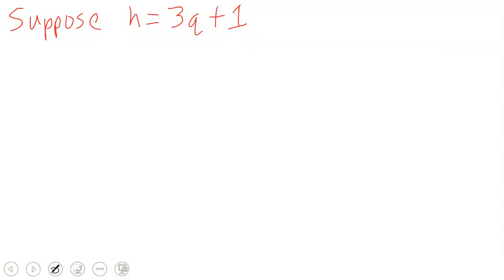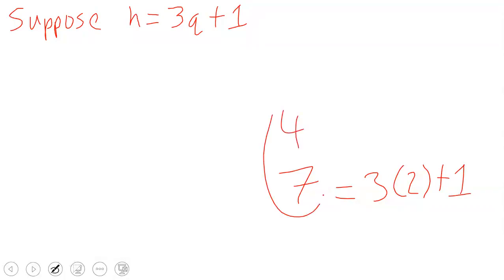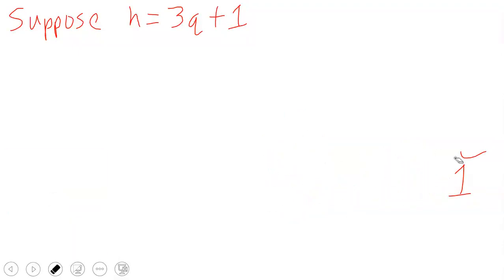That is like, say, a number like 4, right? Or a number like 7, because 7 would be 3 times 2 plus 1. So suppose you get a number like 4 or 7, wherein it's a multiple of 3 plus 1. Does that also work? And we have to prove that.